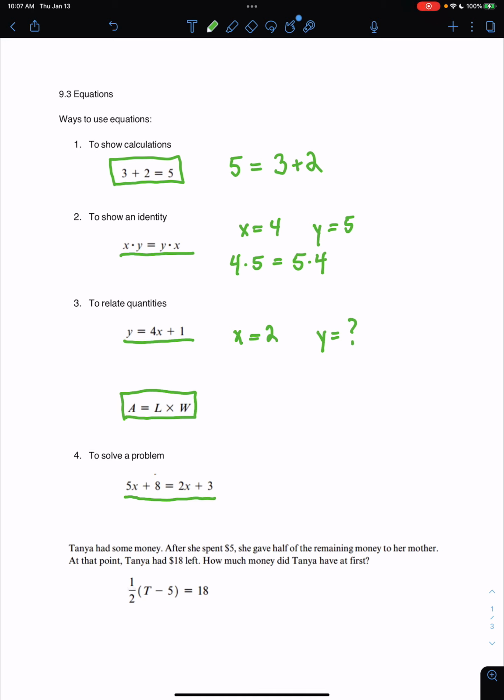So after Tanya spent $5, so here's the original value that Tanya had, and we represent that with a T. We could use an X, a P, a Q, or whatever. But she spent $5, so we're subtracting $5. Then she gave half the money to her mom, and she had $18 left. So I call this translation. We're translating from English words into math symbols, and that's another way to use equations.